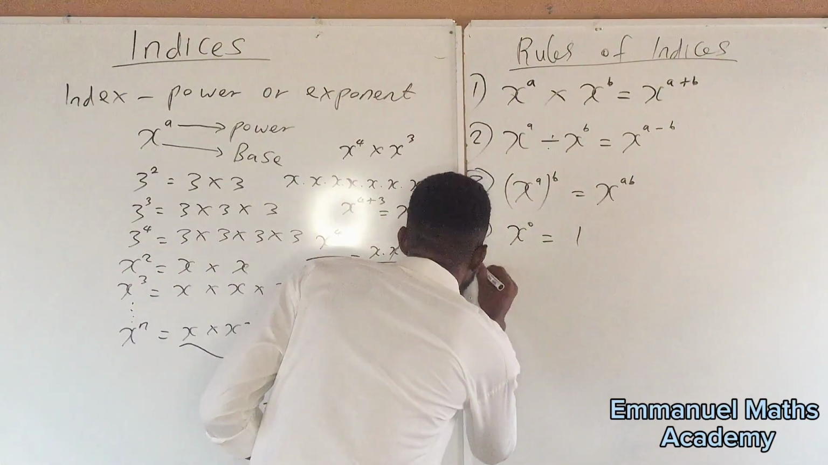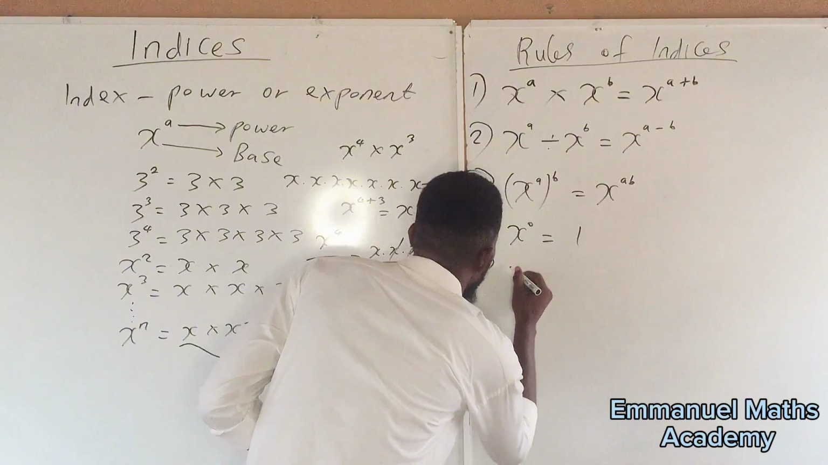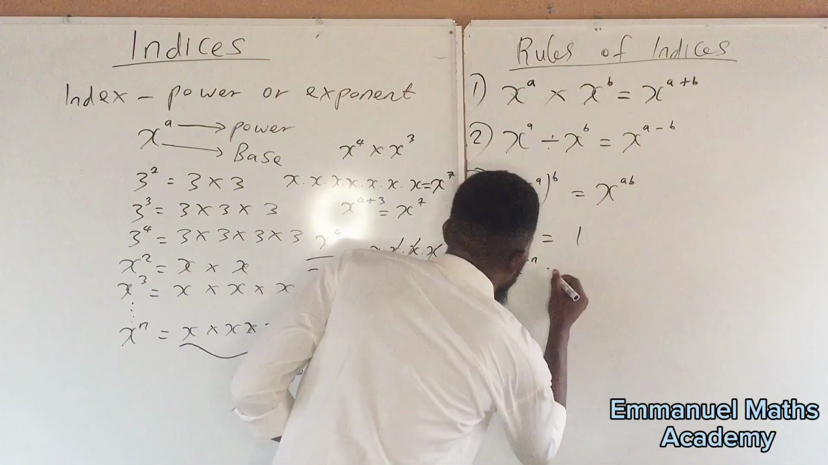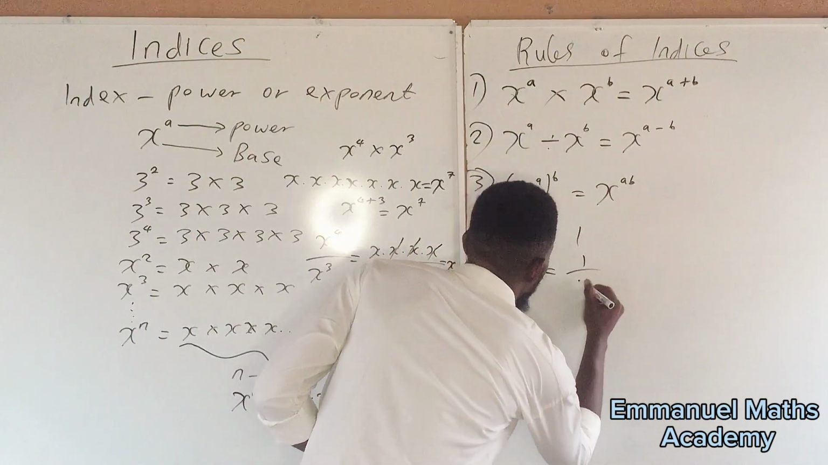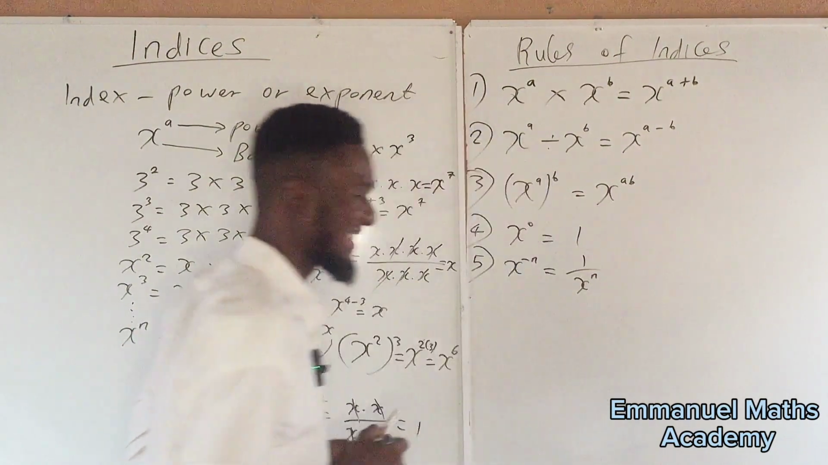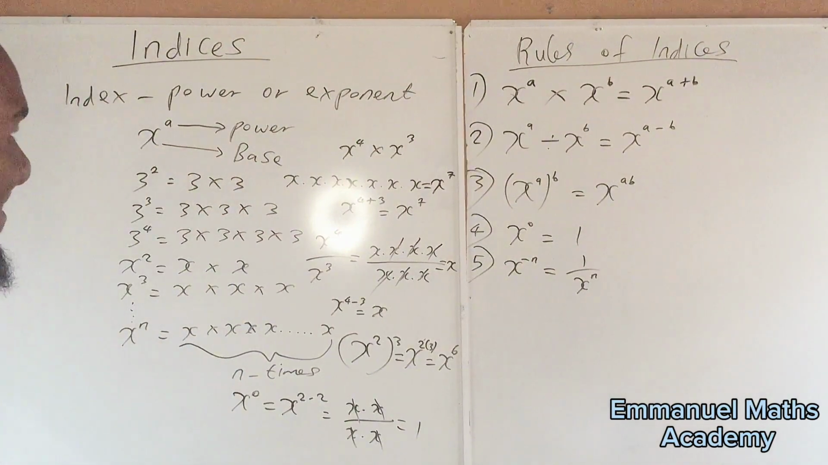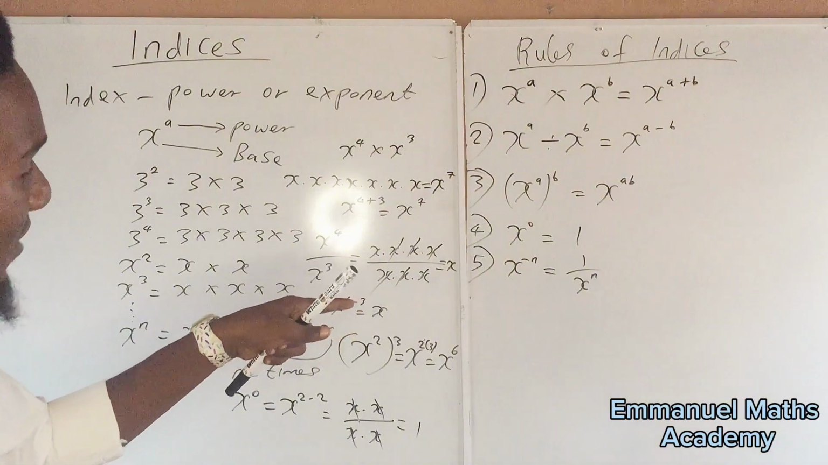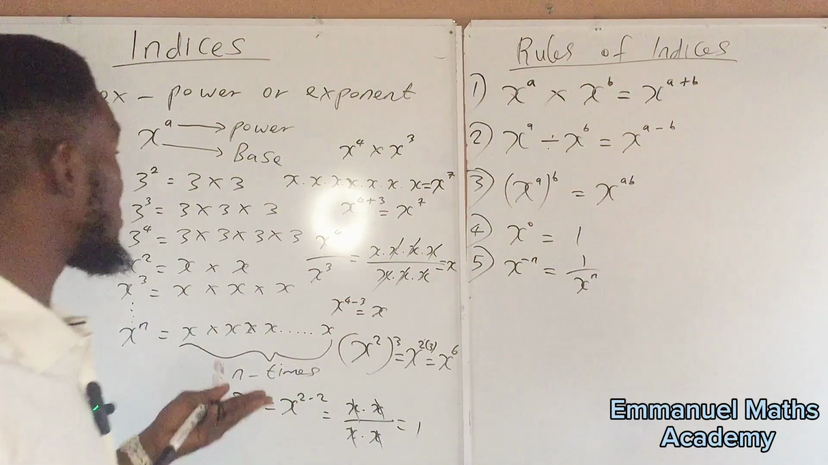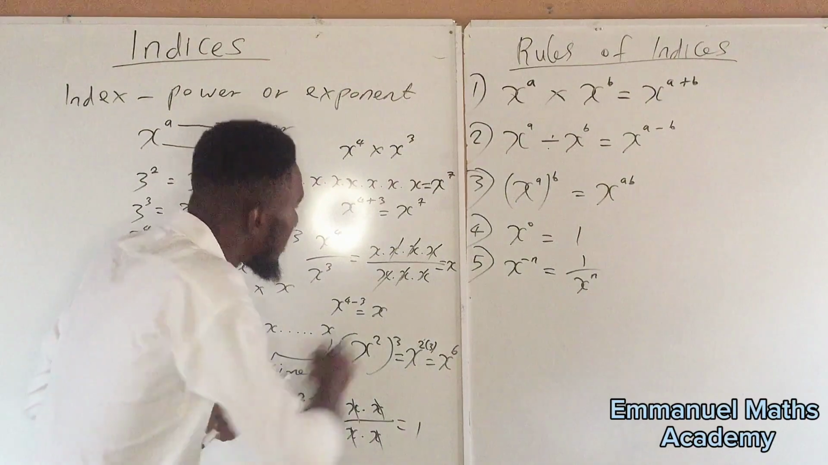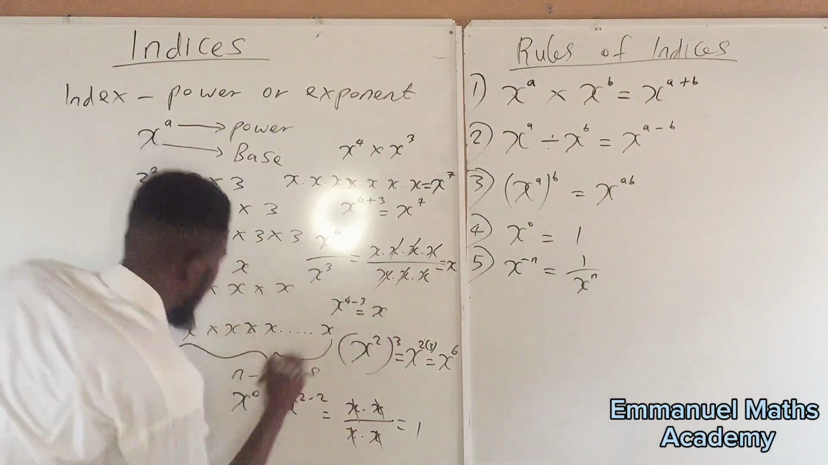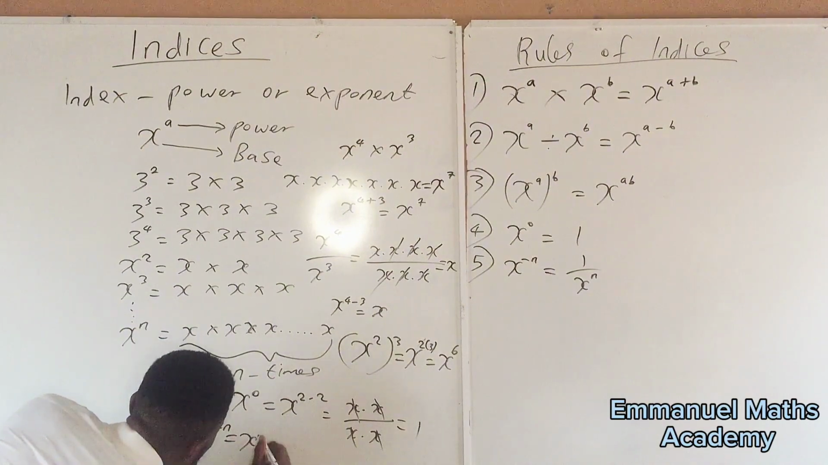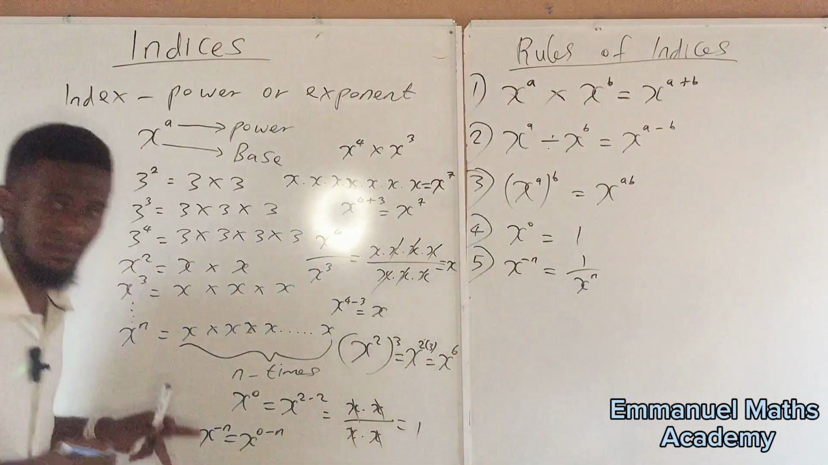Then the fifth one says that if you have x power minus n, it's the same thing as 1 over x power n. Is that clear? This can also be shown, right? Now if you have x power minus n, it's the same thing as x power 0 minus n, right?